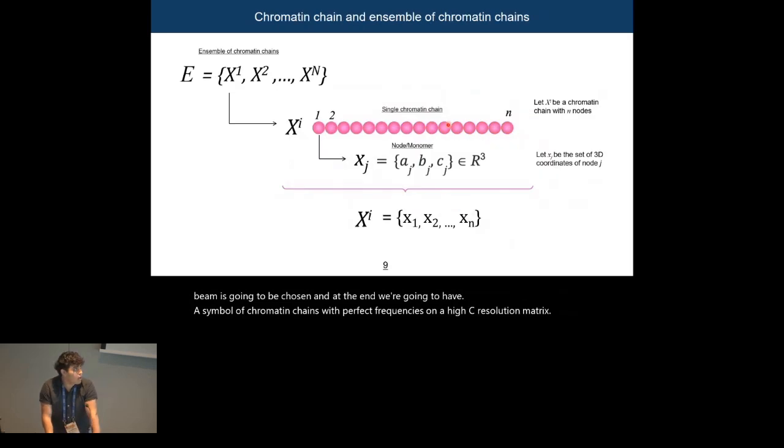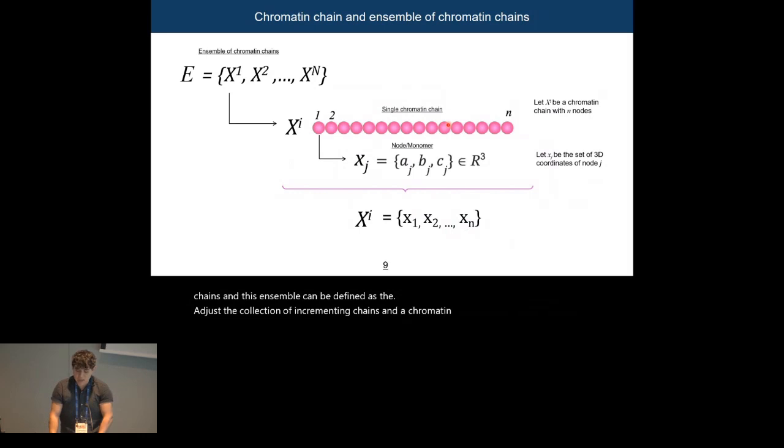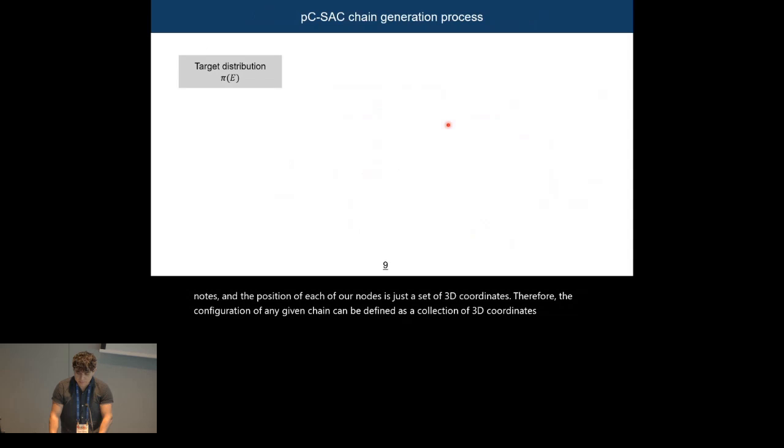So the main purpose of pC-SAC is that we want to generate an ensemble of chromatin chains, and this ensemble can be defined as just the collection of n chromatin chains, and a chromatin chain is just the collection of n nodes, and the position of each of our nodes is just a set of 3D coordinates. Therefore, the configuration of any given chain can be defined as the collection of 3D coordinates of n nodes.